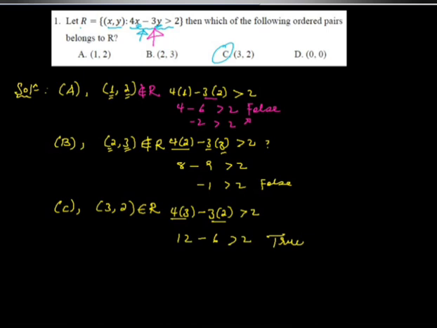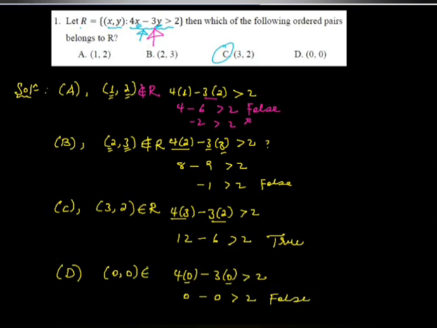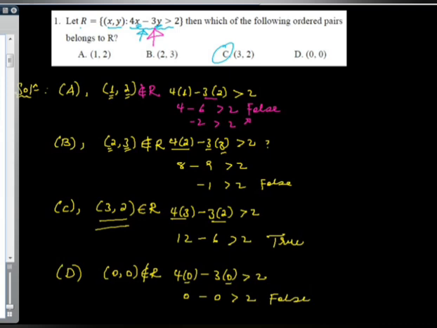We can check that D cannot be a member of the given relation. D ውስጥ ያለው ምንድን ነው? (0, 0). Okay, 4 times 0 minus 3 times 0, xም yም 0 ስለሆነ greater than 2. This means 0 minus 0 greater than 2, which is false. Therefore (0, 0) cannot be a member of R. Rን satisfy የሚያደርግ the only case C ብቻ ነው ማለት ነው። So our answer for the first question is C.